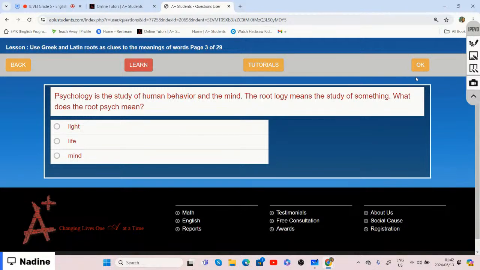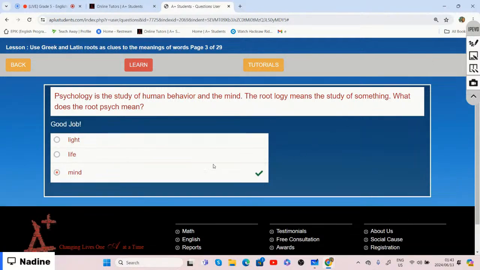All right. And if we were to select what psych means, then yes, we can say psych means mind, right? Because psychology is the study of human behavior and the mind. Just think of somebody that must go to a psychiatric ward. Why do they go there? Because they have lost their mind. It is to do with the mind. So now they need to study your behavior based on the activities that are happening in your mind, right? And mind is great.